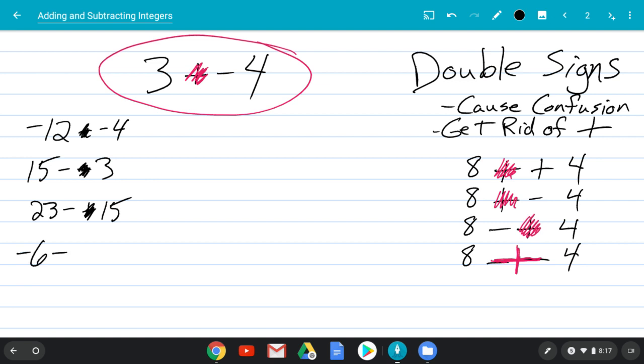Negative 6 minus a negative 3. What do I get rid of? I make it positive. Okay. Everybody good with getting rid of the double sign? Okay. So if you got rid of the double sign, I want you to write this down on your paper.